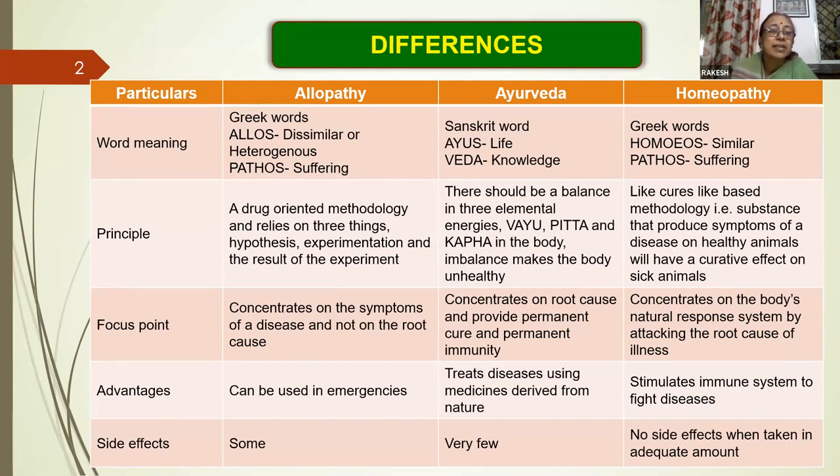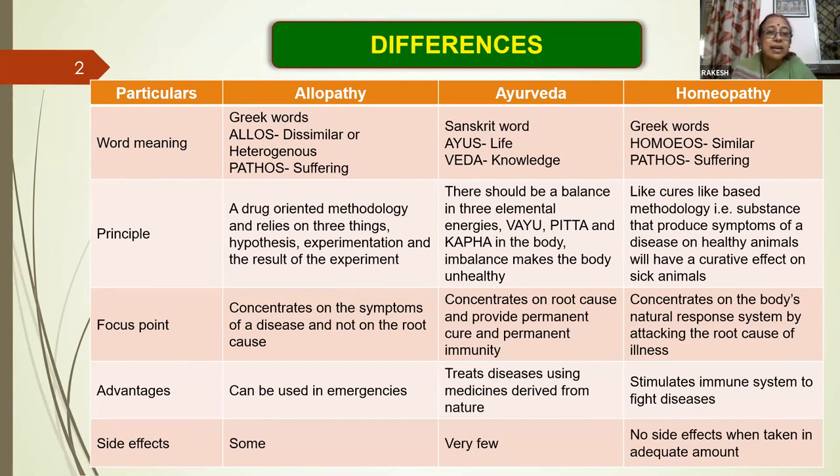The principle of allopathy is a drug-oriented methodology and relies on three things: hypothesis, experimentation, and the result of the experiment. In Ayurveda, there should be a balance between the three elemental energies, that is Vayu, Pitta, and Kapha in the body. Imbalance in any one of these will make the body unhealthy. In homeopathy, the methodology is like cures like: substances whose symptoms of a disease appear on healthy animals will have a curative effect on sick animals.